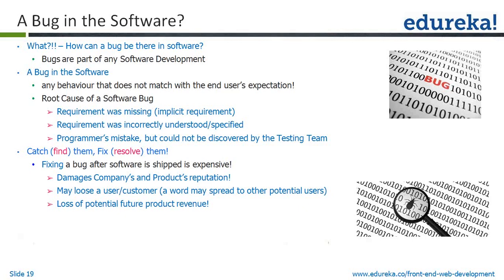See, any behavior of the software, it could be your web page or the code which you have written using any other programming language like C++, Java, or Python. Irrespective of the language which you use to implement the software, any behavior or even look and feel that does not match with the end user's expectation is called a bug. That is a very generic definition of a bug.